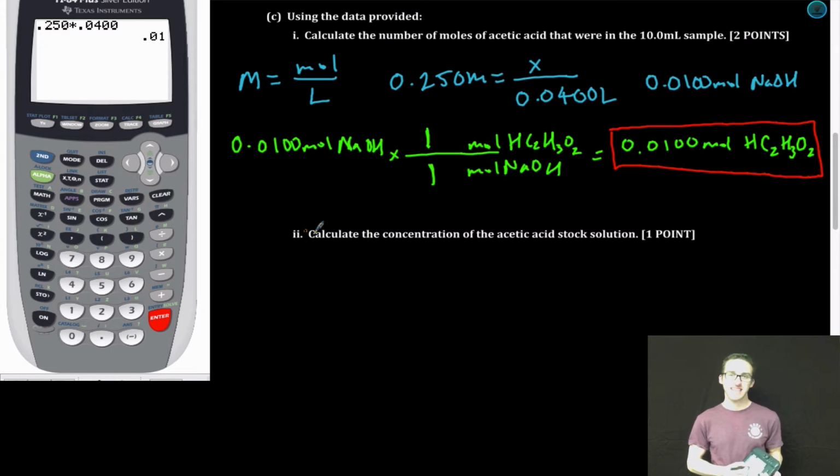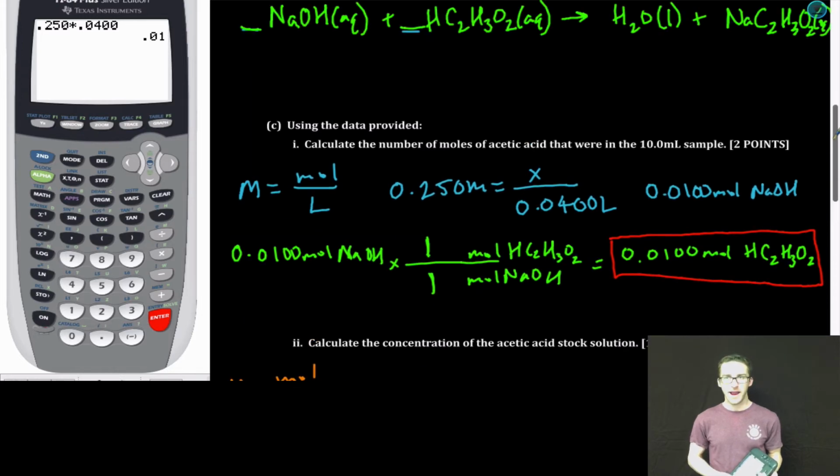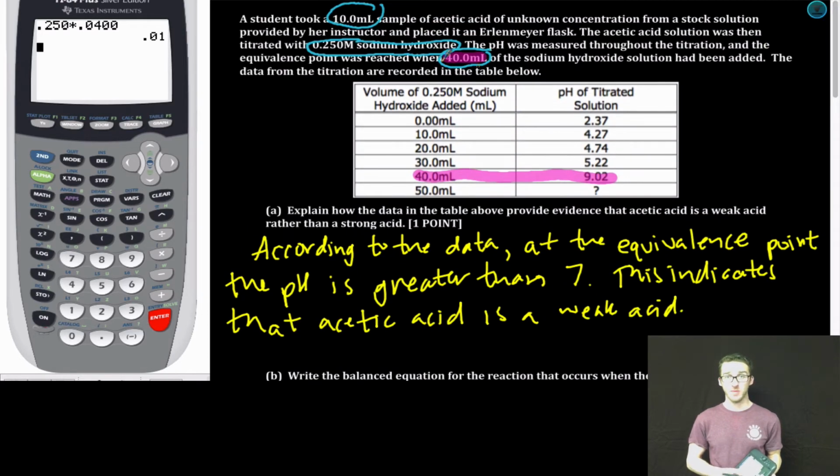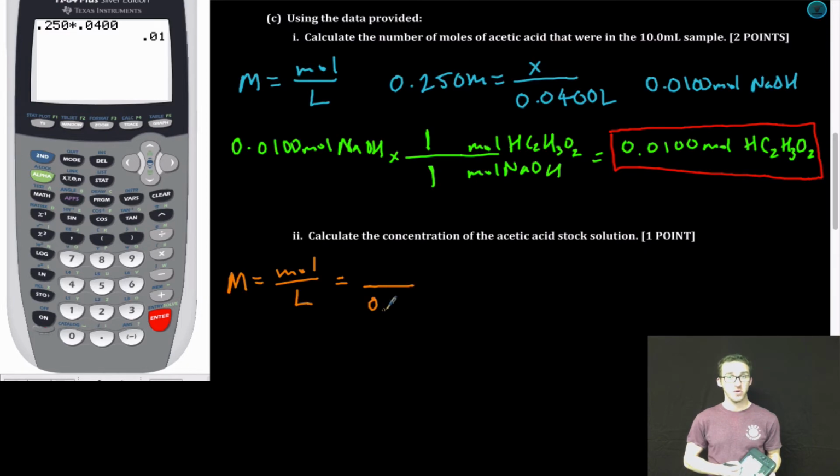Subpart II. Calculate the concentration of the acetic acid stock solution. Again, concentration, we're coming back to molarity. I know from subpart I and my original question prompt that my 10 milliliters of acetic acid, or 0.0100 liters, contained 0.0100 moles of acetic acid. I don't even need a calculator for this. That tells me that the concentration is 1.00 molar for my acetic acid stock solution.